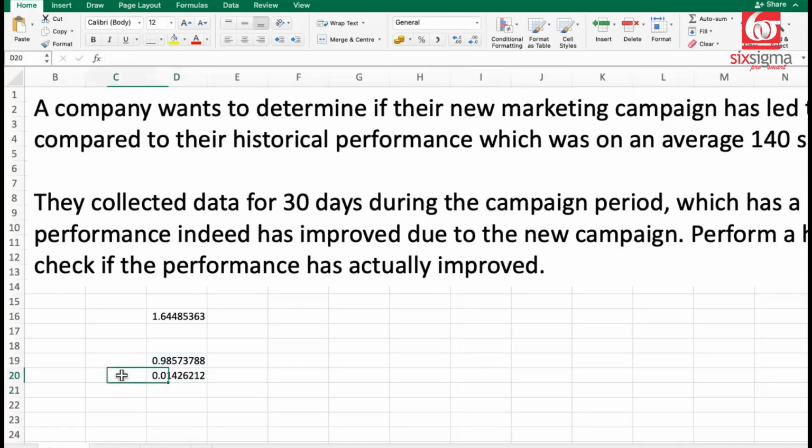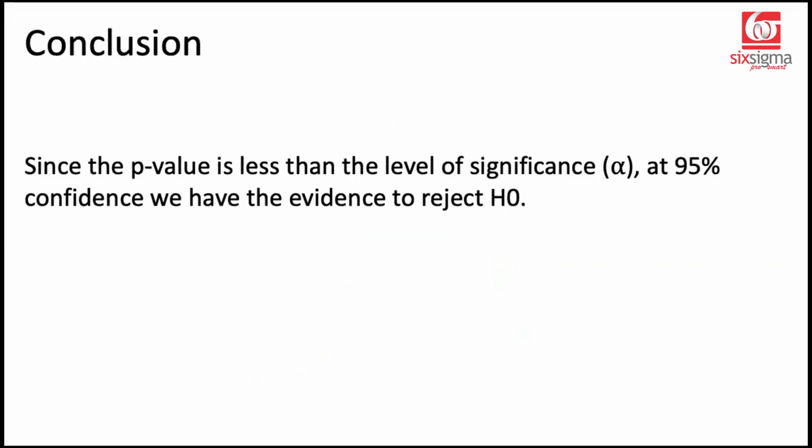Now, of course, you can see that 0.014 is definitely less than 0.05. So we can say the p-value is less than alpha, and that's why we can reject the null hypothesis. If you were to write it more formally, it will be something like this: since the p-value is less than the level of significance alpha at 95% confidence, we have the evidence to reject the null hypothesis. So you just saw that whether you solve the problem using the critical value method or the p-value method, the end conclusion is going to be the same. In both cases, we rejected the null hypothesis.